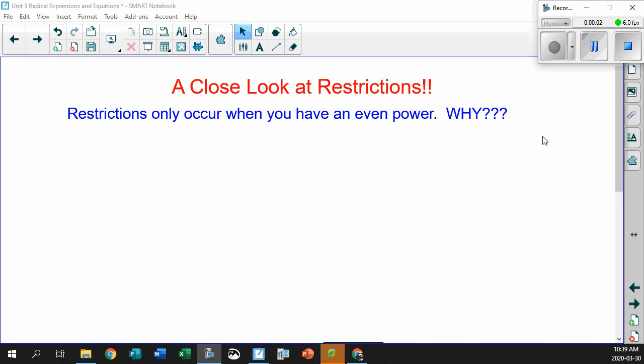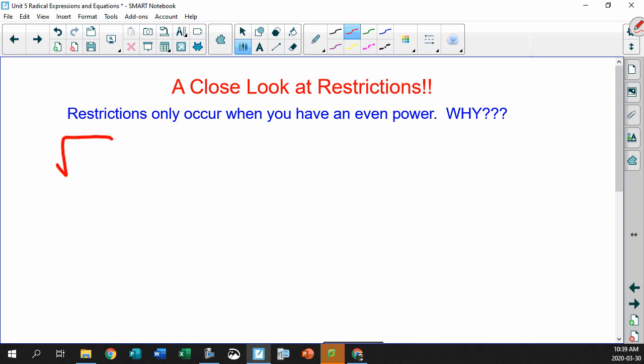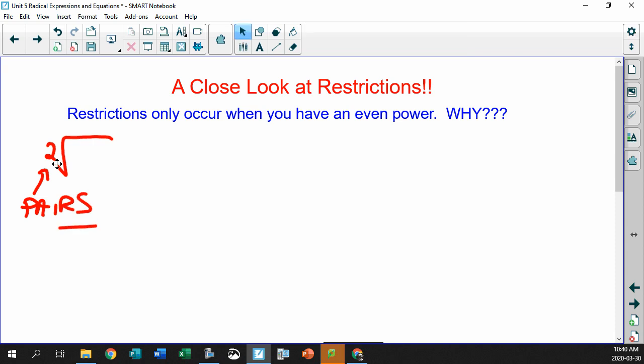So people ask me all the time, what is with this restriction stuff? What's going on? I don't get it. Well, let me show you. When you take a square root of a number, remember, square root means you have an index of 2. So if you think about that, having an index of 2 telling you that you originally had pairs of numbers. And those numbers have to be exactly the same.